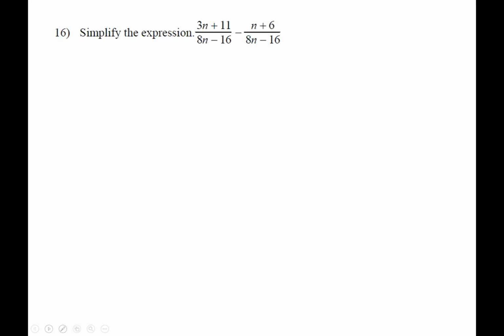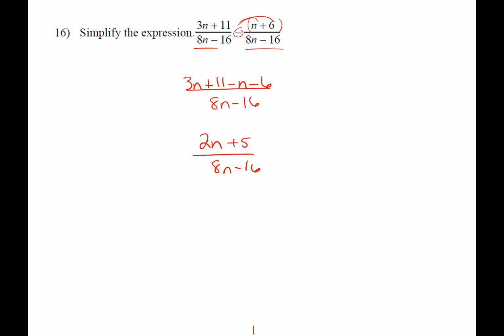All right, next one. Then this one we have like denominators, so all we have to do is subtract. In this case, it is as if I have parentheses here, so I'm going to need to distribute. So first, I'm going to write this as one big fraction with that common denominator, so 3n plus 11. Then distribute my negative, minus n minus 6, and then combine like terms. So 3n minus n is 2n, 11 minus 6 is 5. Then I have 8n minus 16. Double check you can't factor, specifically the numerator, which we can't. So since we can't factor the numerator, we are done.